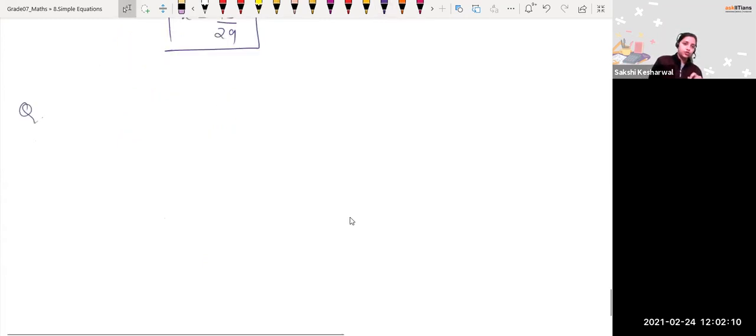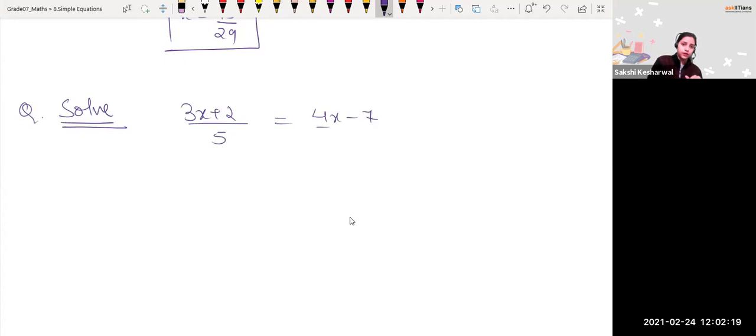I read that to solve, right? It says solve: (3x + 2)/5 = (4x - 7)/6. Now you just see how we'll be doing this. This 6 is in the division and this 5 is in the division. Try to make this in the multiplication.